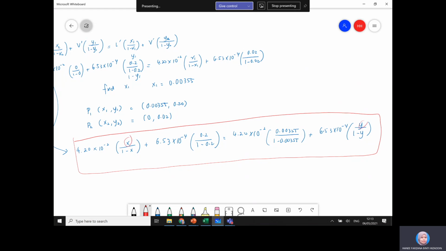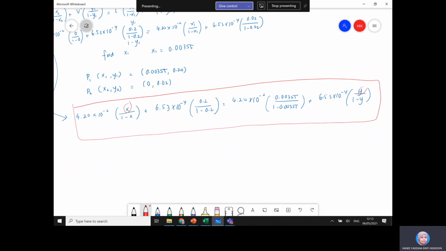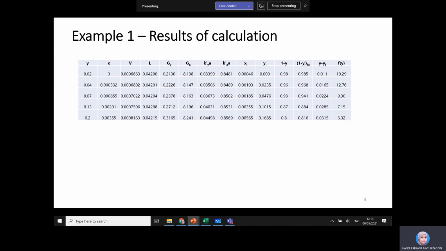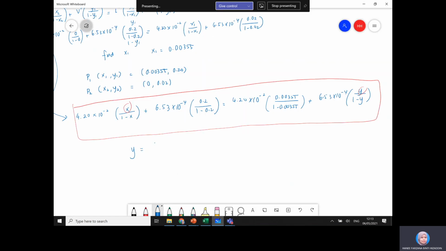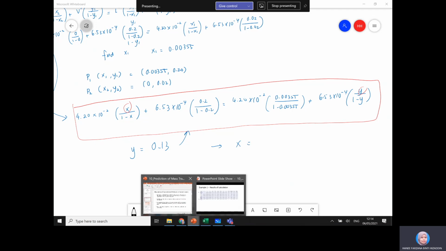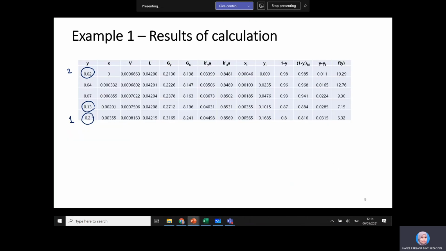So you need to specify one value to get another value. Let's say you specify Y to get X. Here Y is from 0.2 until 0.02. This is 0.1 and 0.2. So let's say you put Y equals 0.13, and then you put it in this equation, and you will get X equal to 0.00201.